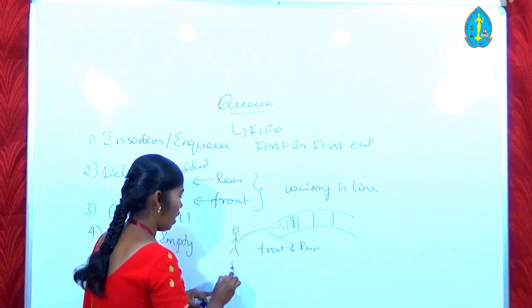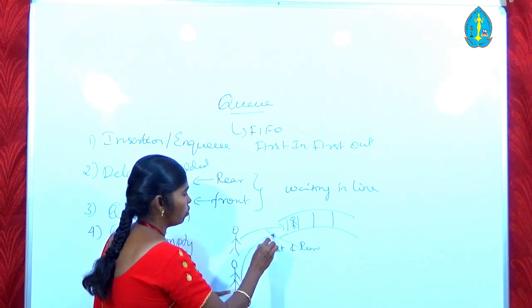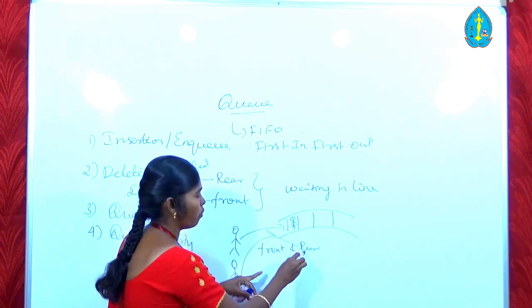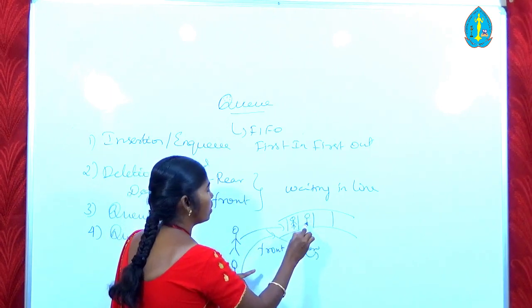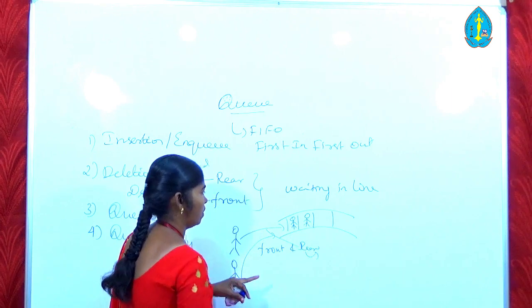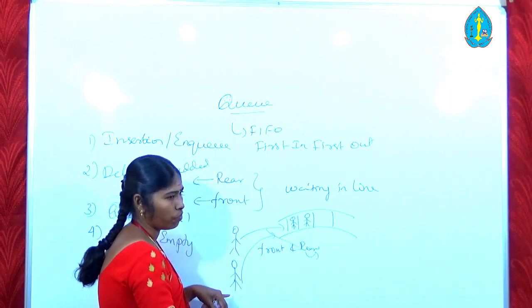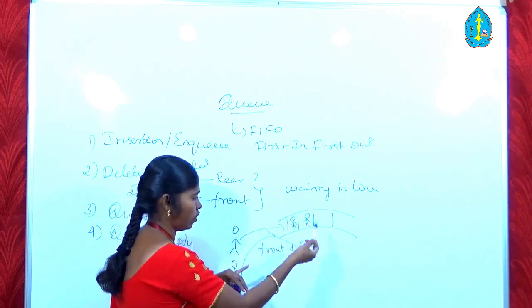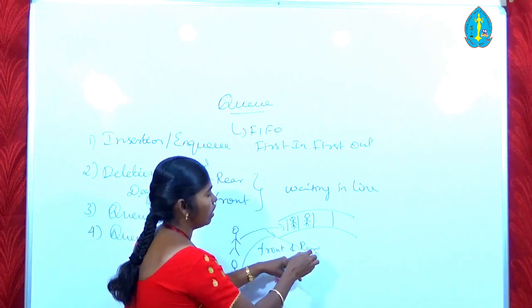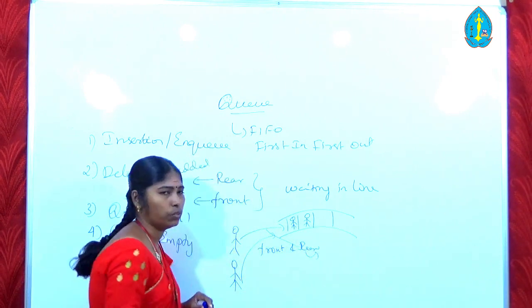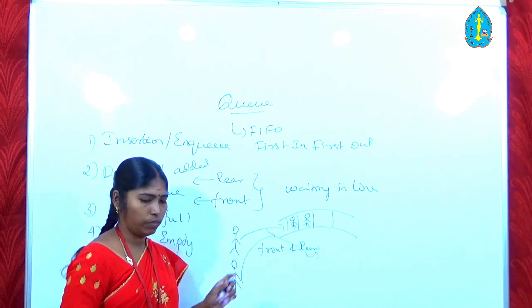Okay, next another person will come and be inserted into the queue. The rear pointer is automatically incremented by 1, and the second person is inserted. After that, 5 or 10 members may be inserted in that queue. Now the front of the line is at one end, and the rear is at the other end of the queue.